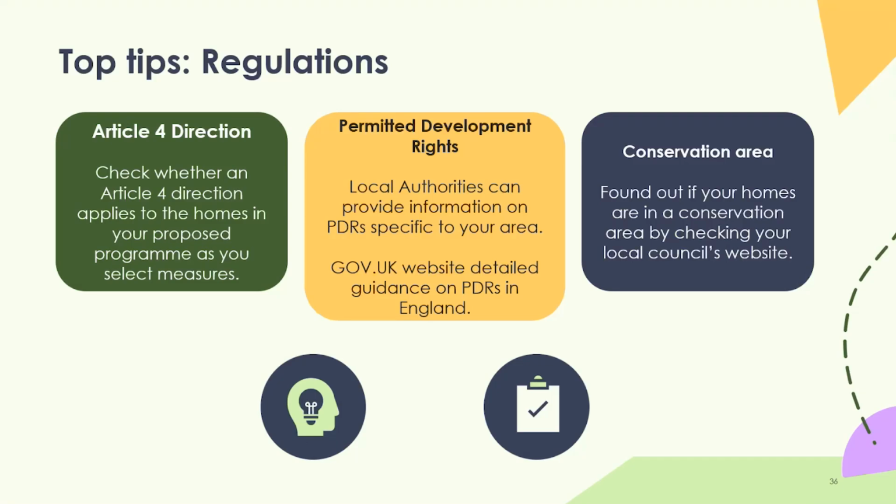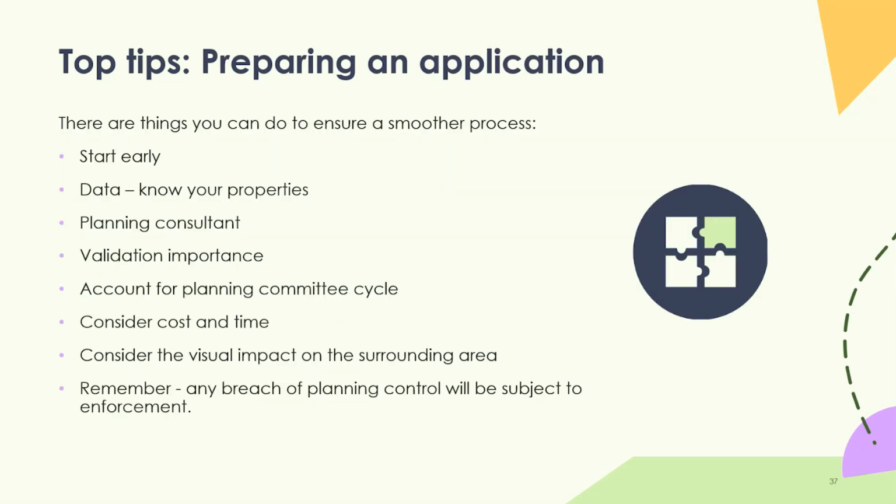So some tips here: make sure you check what your local guidance is, check for conservation areas, have a look for Article 4 directions, work with your local authorities to make sure what permitted development rights are applicable still for the properties you're working on. And then some top tips for preparing the application. Start early. Don't leave it to 12 weeks before you want to start on site, because things are likely not to go that quickly.